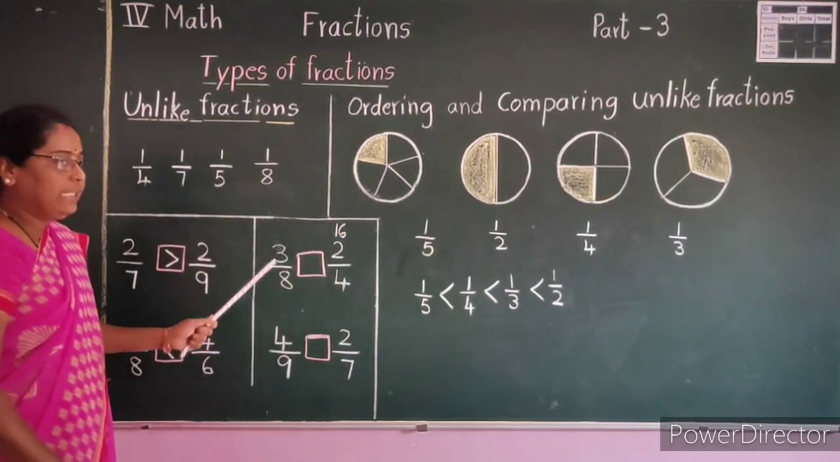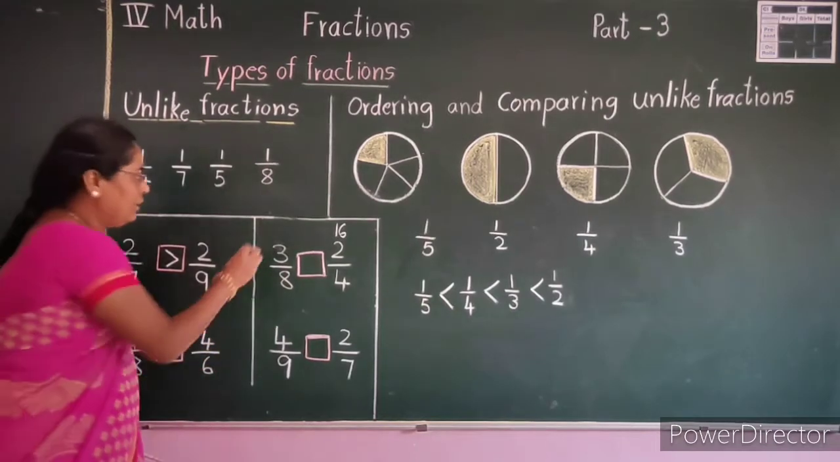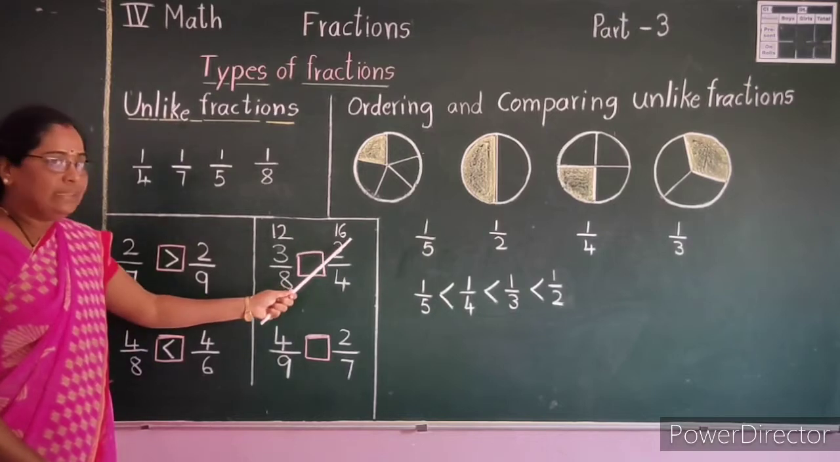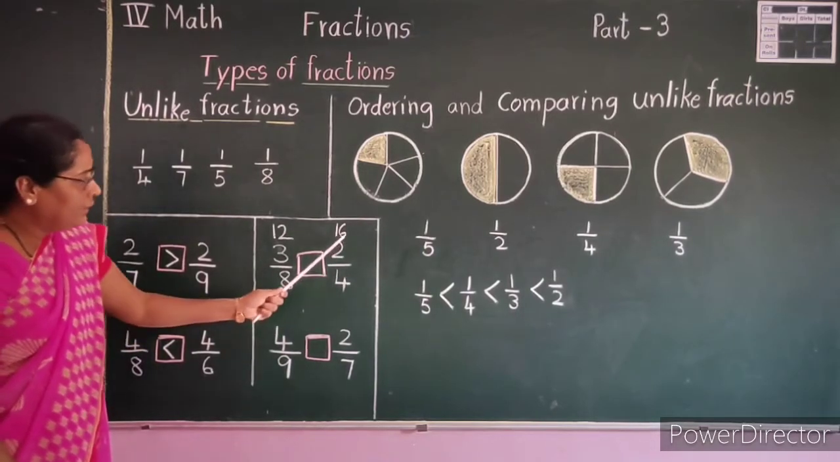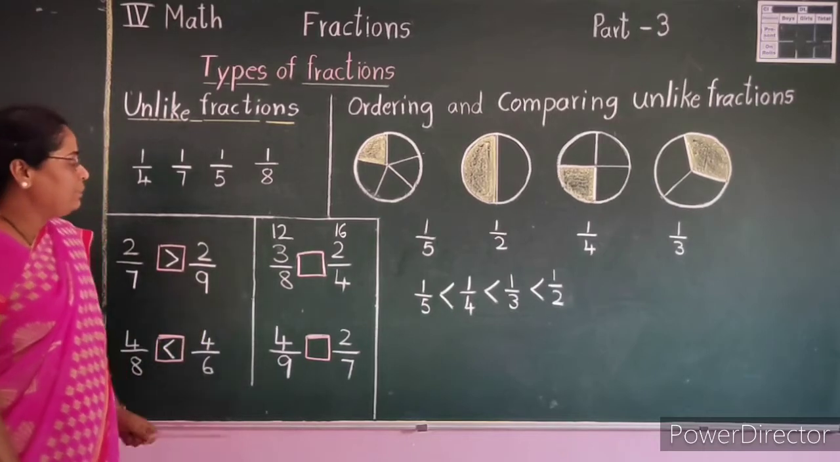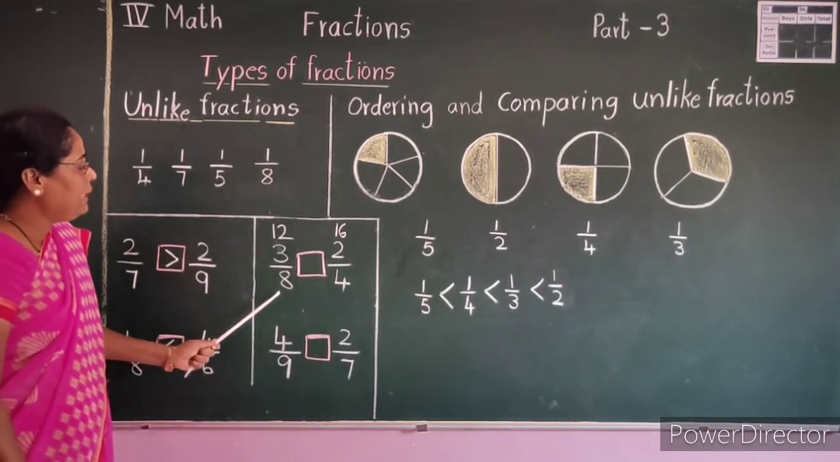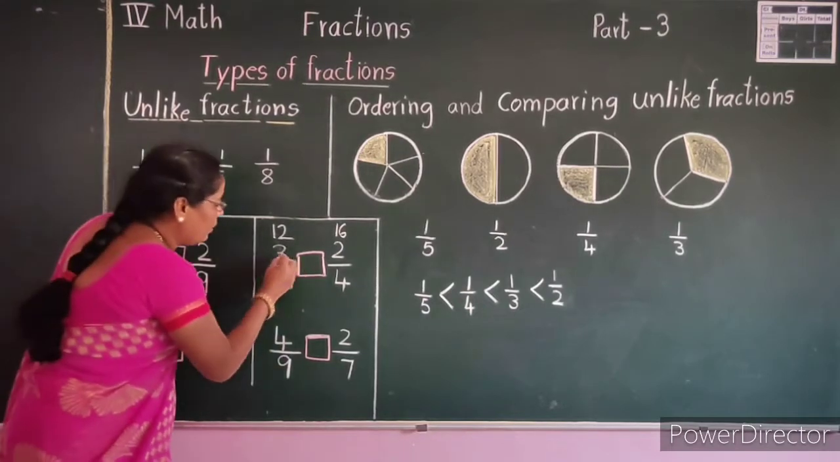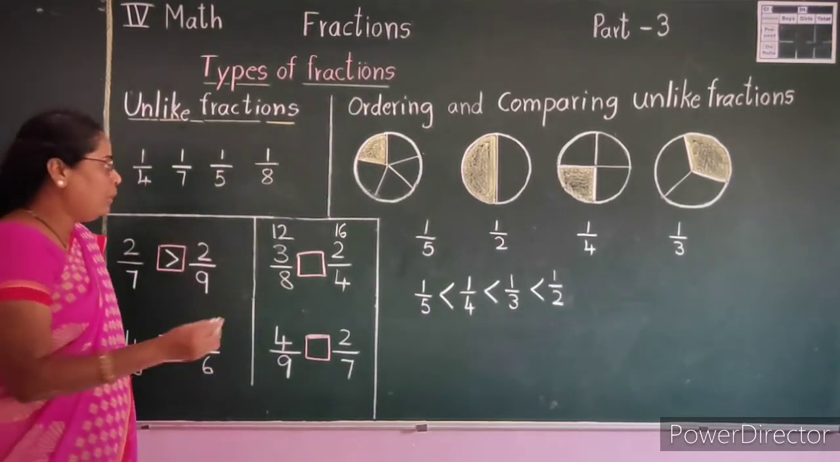Multiply 4 3s are 12. Now you compare 12 and 16. Which one is greater? Yes, 16 is the greater number. 12 is the smaller number. So 3 by 8 is smaller than 2 by 4.